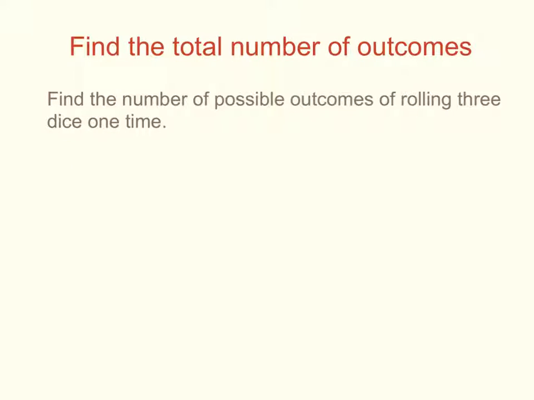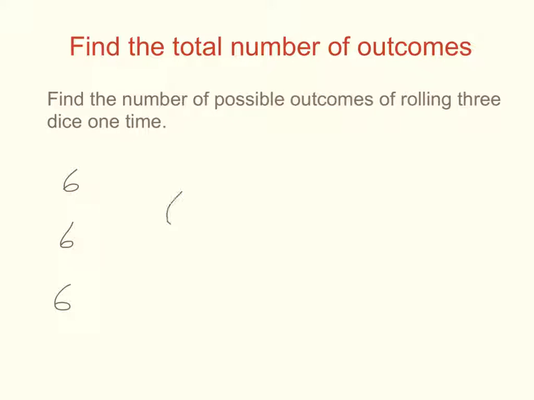So let's say that you had a problem where you were asked to find the number of possible outcomes of rolling 3 dice at one time. For this I would use the fundamental counting principle, and in my head I would envision 3 dice, and I need to figure out the total number of outcomes for that. So I figure out how many outcomes each die has. Die number 1, there would be 6 outcomes. It could be 1 through 6. Die 2 would have 6 outcomes, and die 3 would have 6 outcomes.